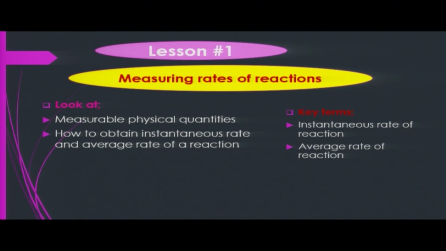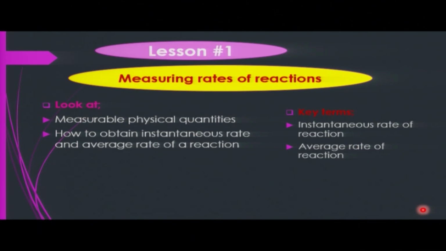And as such, the crucial, or what we call key terms in our lesson, are instantaneous rate of reaction and average rate of reaction, as you see here. So what are they? What is instantaneous rate and what is the average rate? I think the word average isn't new to you. Maybe instantaneous just implies at that specific time point, what would be the rate of a reaction if you're following up the reaction and how it is occurring.